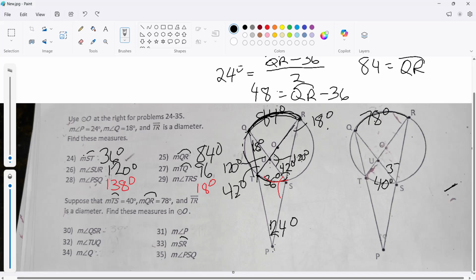Man, I'm having a hard time drawing these things neatly. That's not neat either.